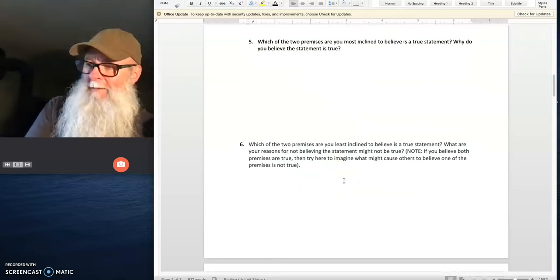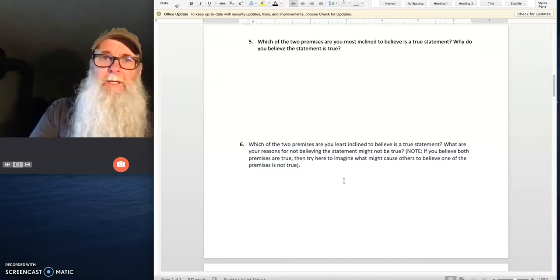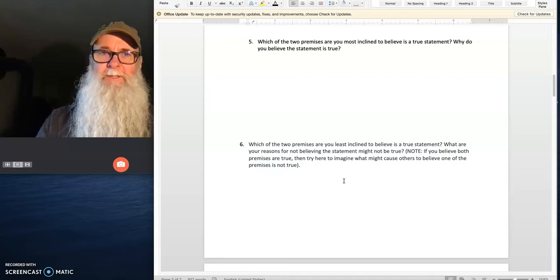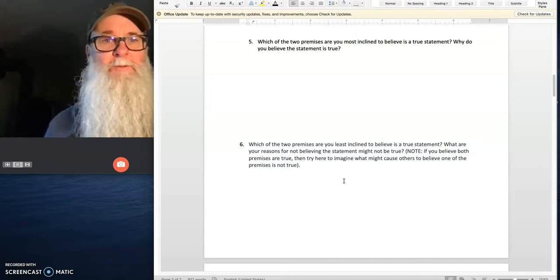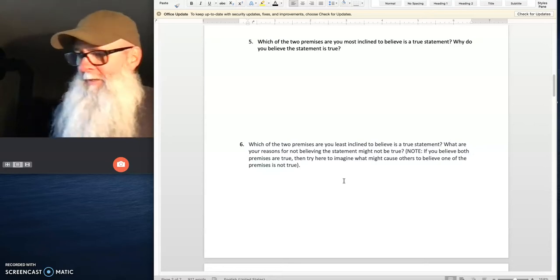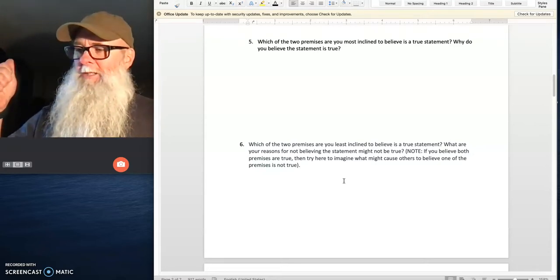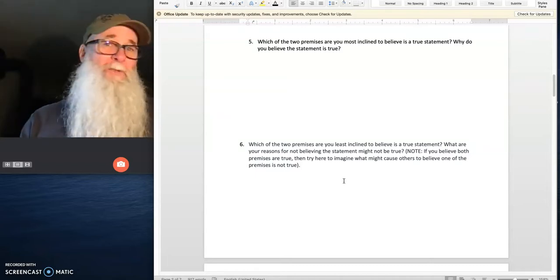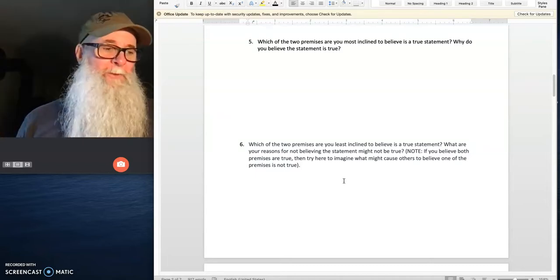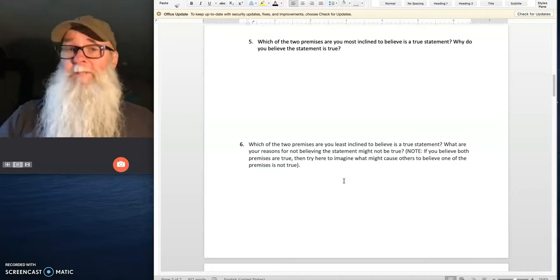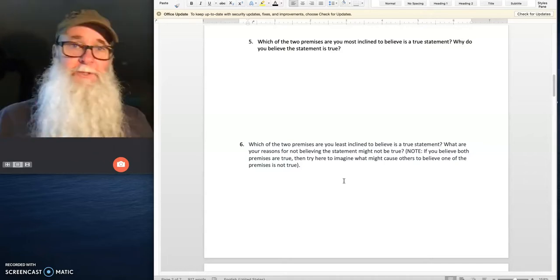Look at those 2 premises of the argument that you translated. Which of those 2 sentences are you most inclined to believe is a true statement, and why do you believe the statement is true? Okay, so keep in mind a couple of things. One is you're being asked to indicate which one you're most inclined to believe is true. It doesn't necessarily mean you do accept it as true. You're just looking at both those premises and saying, which one of these would I most likely be able to accept? Now, if you do think that one or both of the premises are true, that's fine too.